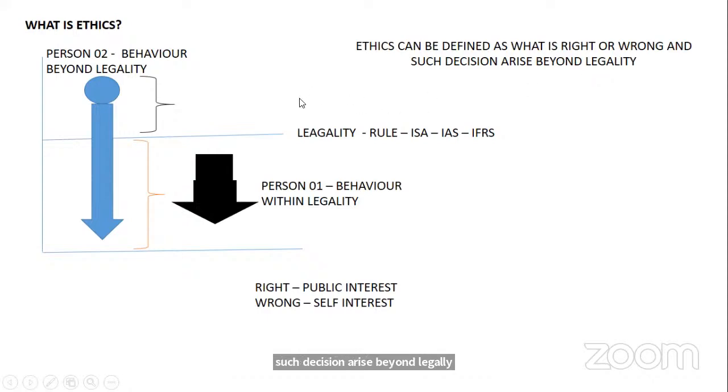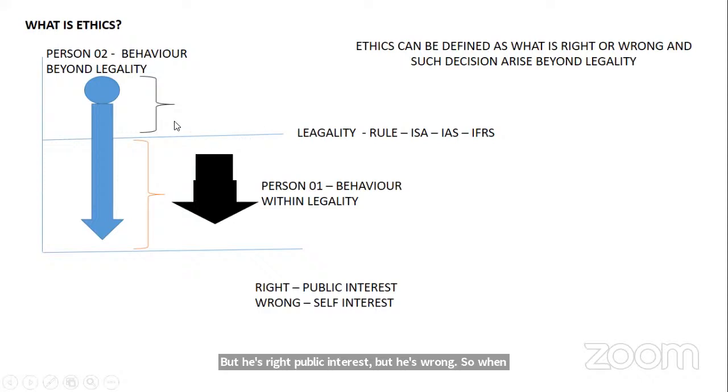So when you are a professional, part of your behavior is beyond legality and part of your behavior is within legality. This black part is within legality. Right is right, wrong is wrong. Beyond legality, right and wrong is decided by yourself. What is right? Public interest. What is wrong? Self-interest. So why are we teaching ethics to all the professional students?